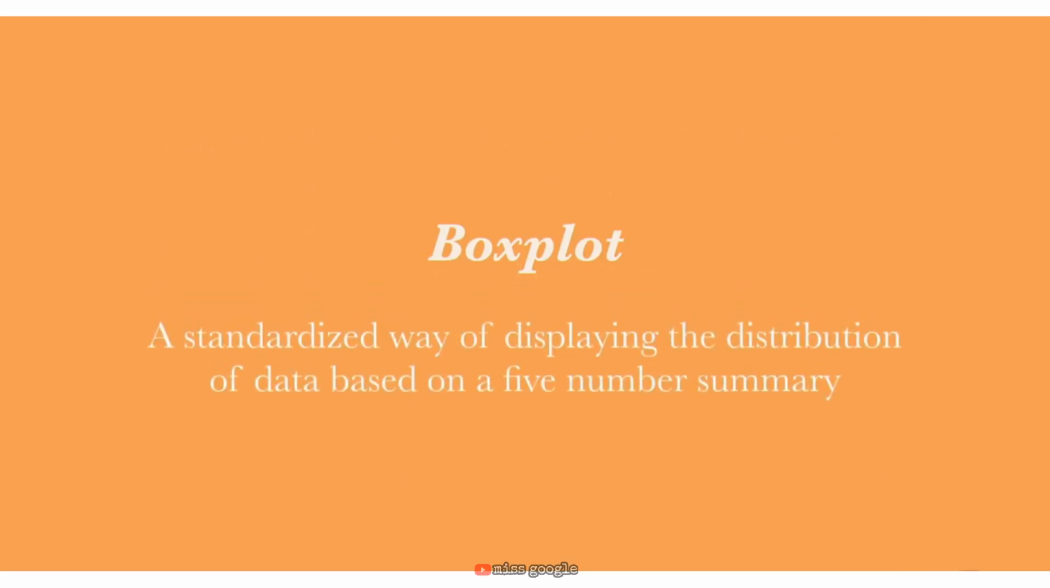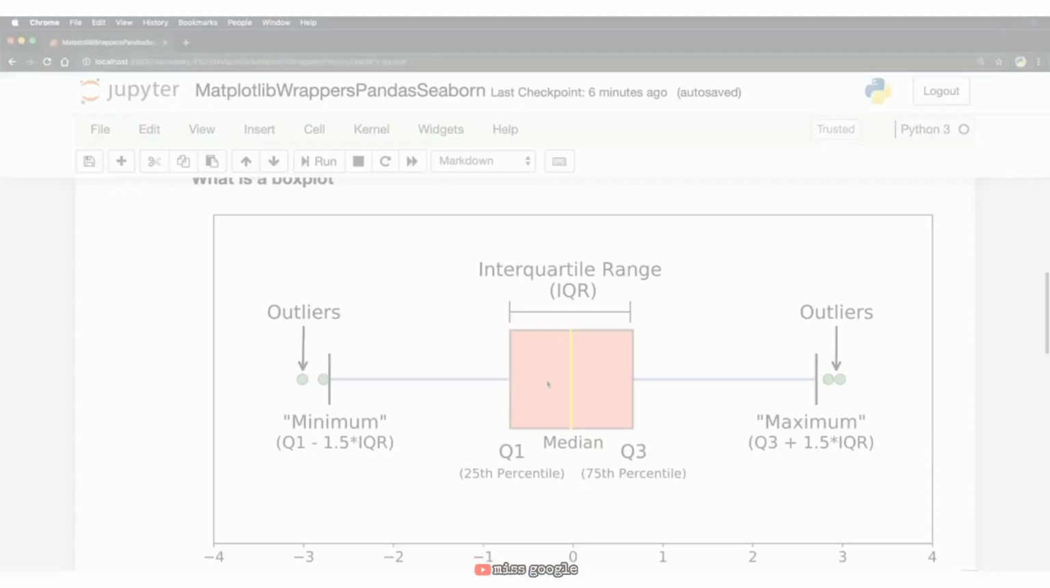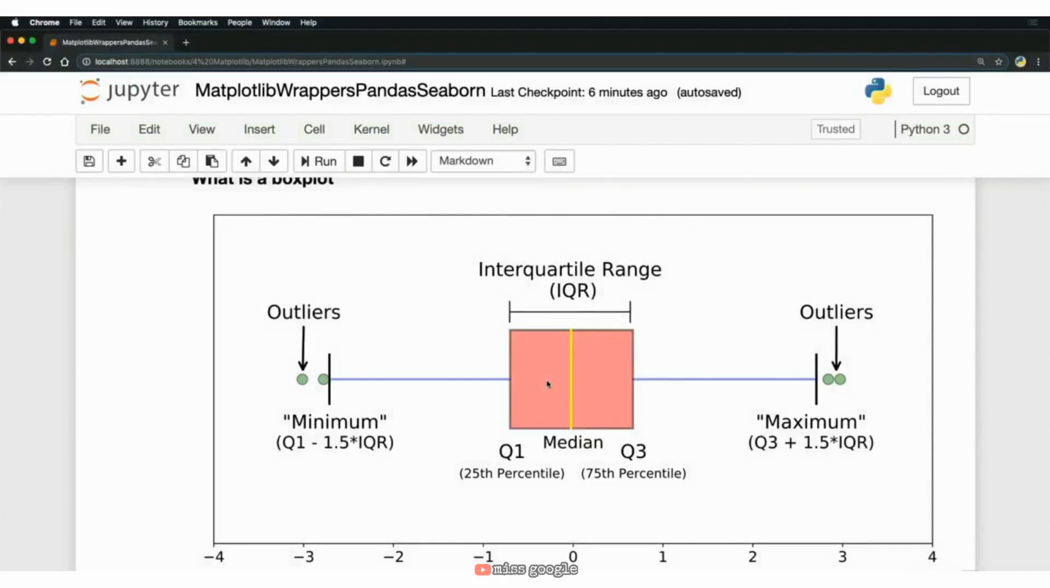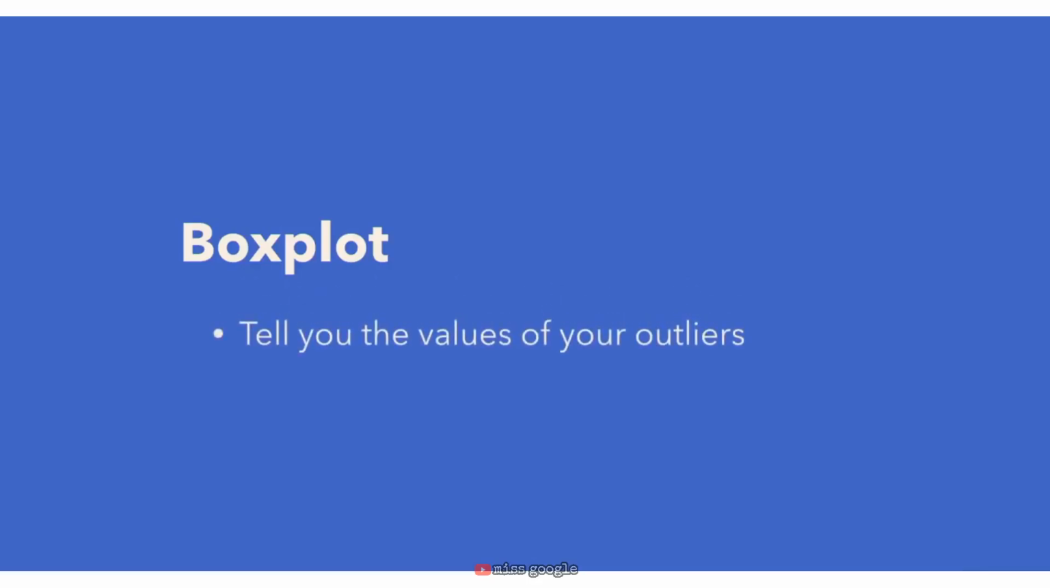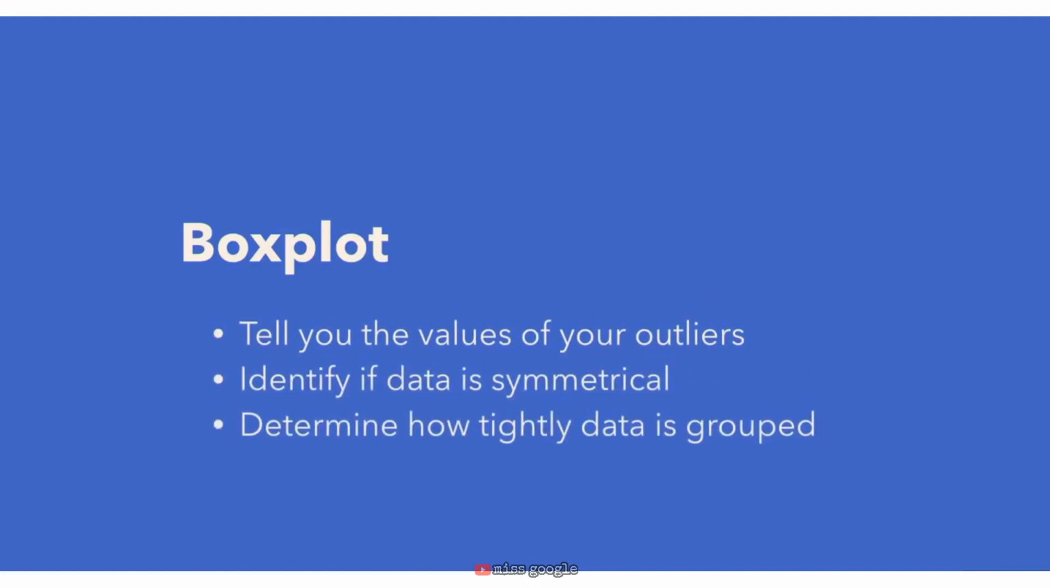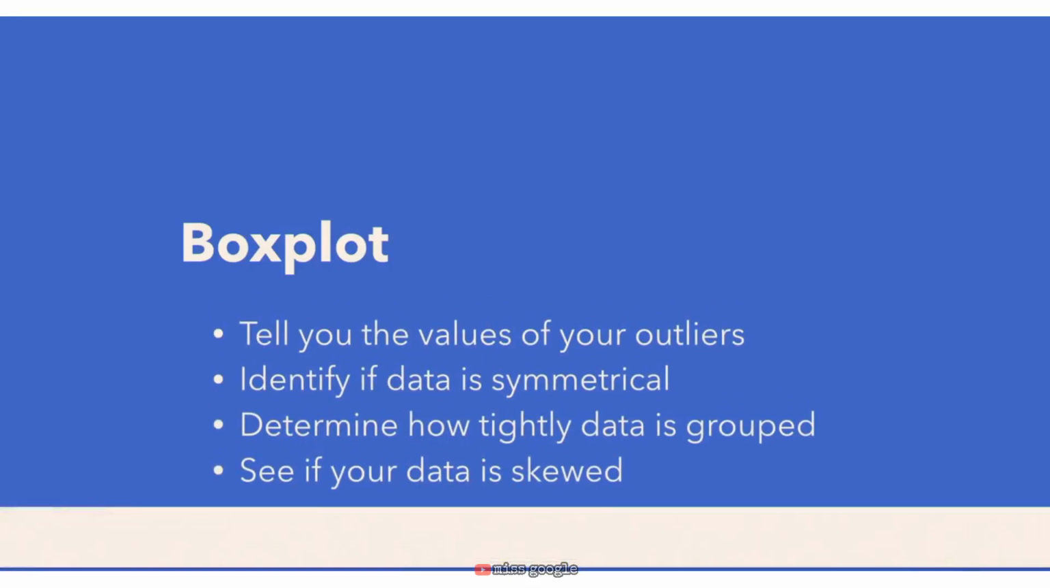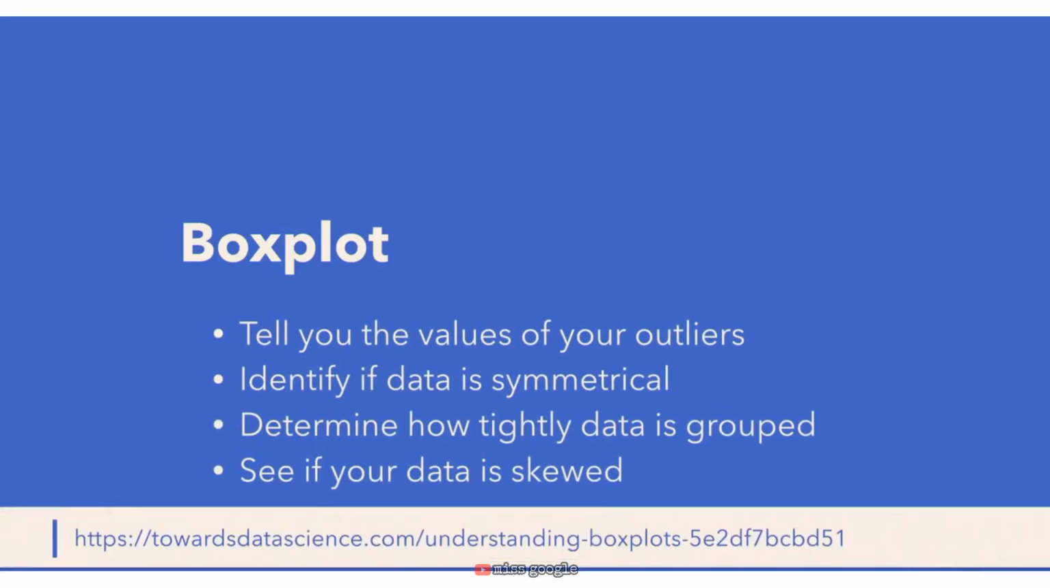In this video, we are going to make a more complicated visualization called a box plot to show how helpful it is to work with the Matplotlib wrappers, pandas, and Seaborn. But first, we have to know what a box plot is, and a box plot is a standardized way of displaying the distribution of data based on a 5-number summary: the quote-unquote minimum, the first quartile, the median, the third quartile, and the maximum. A box plot can tell you about your outliers and what their values are. It can also tell you if your data is symmetrical, how tightly your data is grouped, and if and how your data is skewed. If you want to learn more about box plots, you can learn more here.